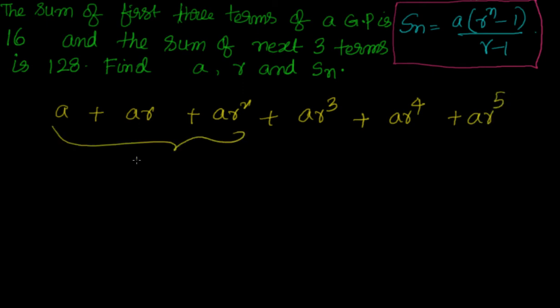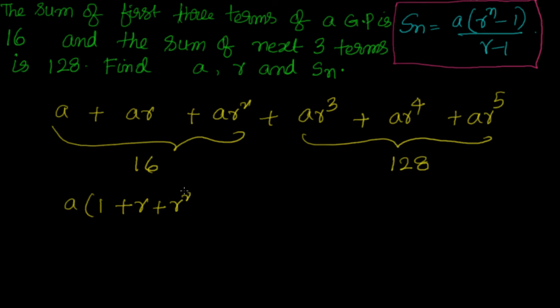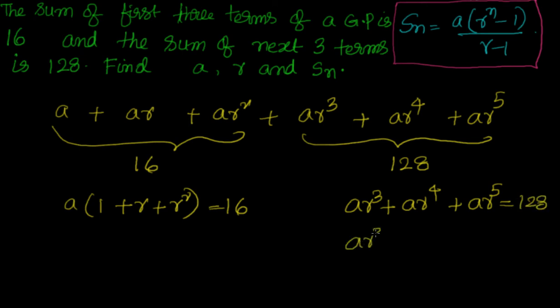We know the first 3 terms add up to 16 and the next 3 terms add up to 128. Now we add them. What is that? Nothing but a into 1 plus r plus r square equal to 16. Similarly, what I get here? ar cube plus ar to the power of 4 plus ar to the power of 5 equal to 128. Can I take ar cube common here? I will have 1 plus r plus r square equal to 128 here.